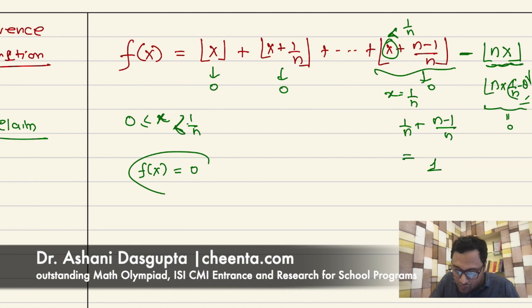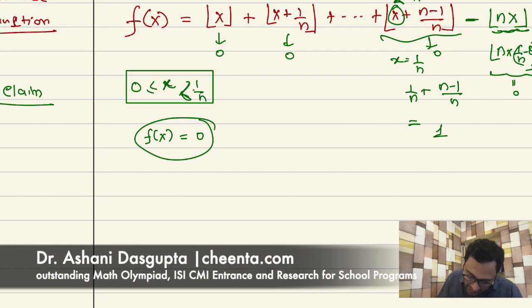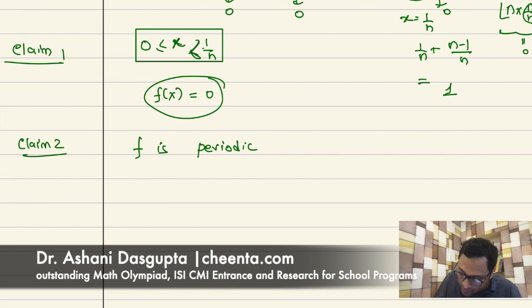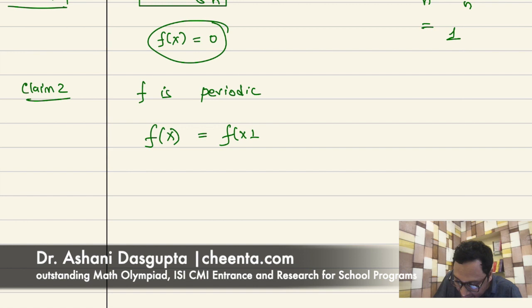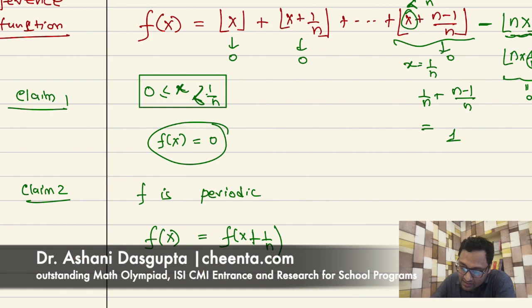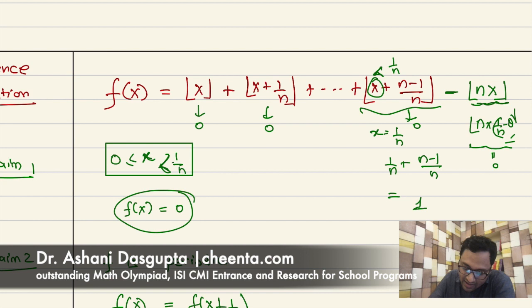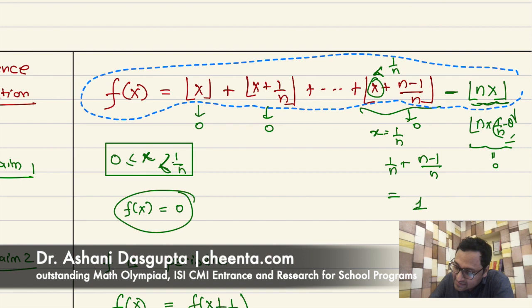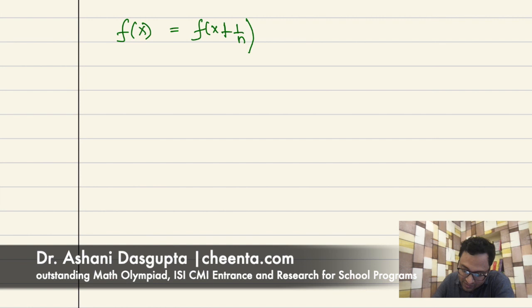The second thing we will show is claim 2, that f is periodic. Why is that? Because f of x will be equal to f of x plus 1 over n. So the period of this function is 1 over n. We can easily check that. Let's see how. We'll just take the function f of x and replace every x by x plus 1 over n. So let me just paste it here.